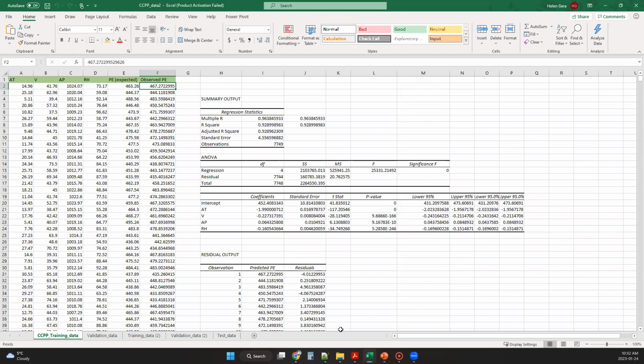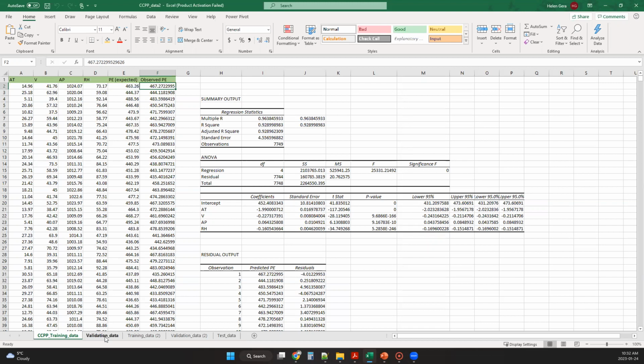I have split the data set provided into test data, training data, and validation data. So test data is 10%. Then the 90% of the data is split between the training data and validation data.